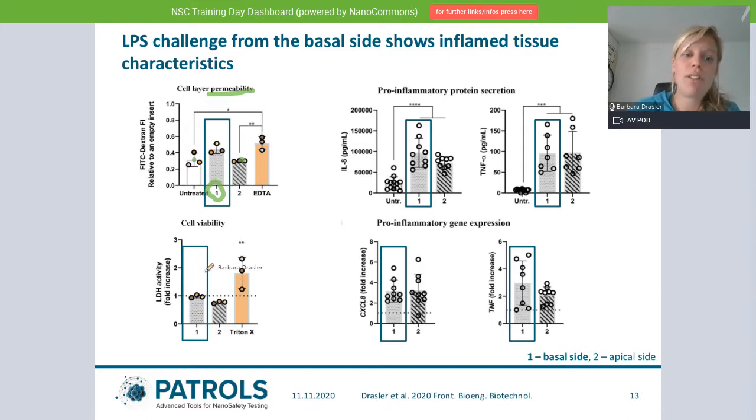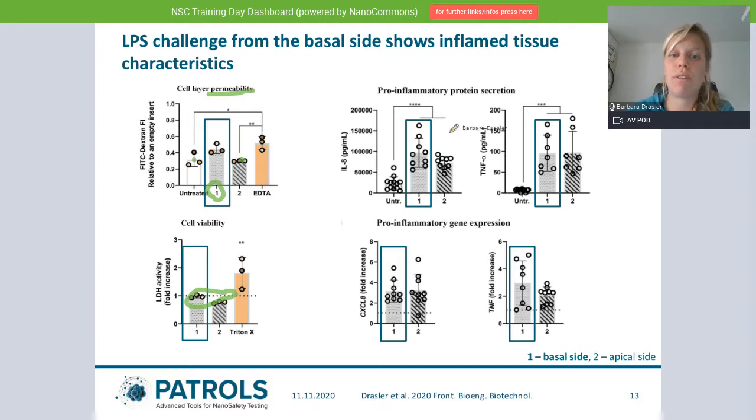As I mentioned, cell viability is also good to be tested, and we can see that both the approaches did not induce cytotoxicity, which is good because we want to measure the events before that. So we don't want LPS to really be toxic at the end of the day.